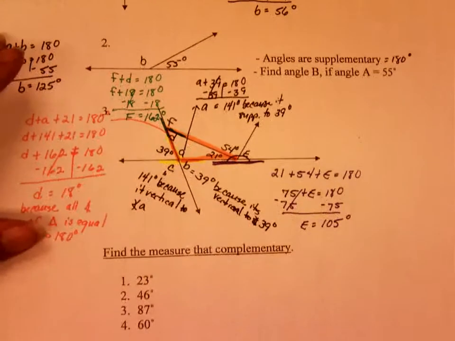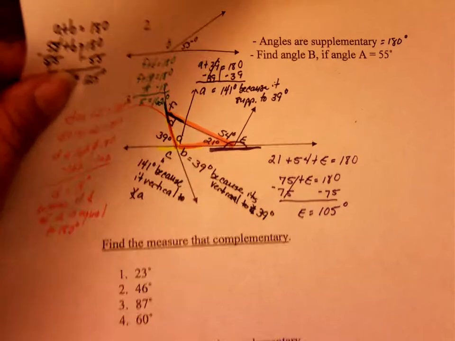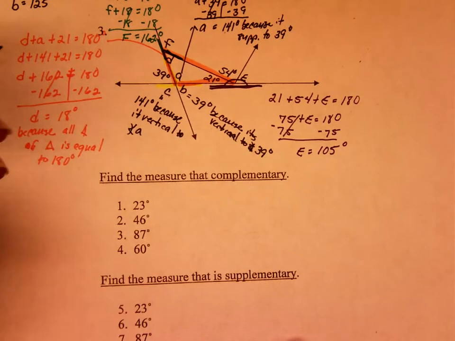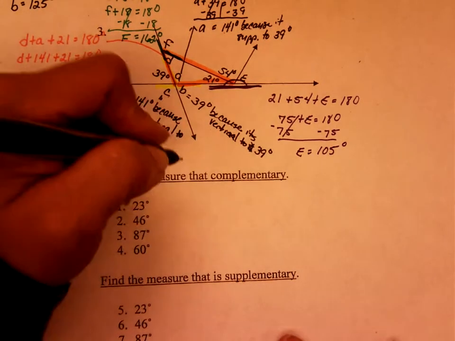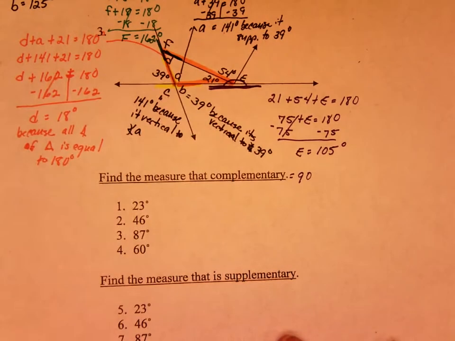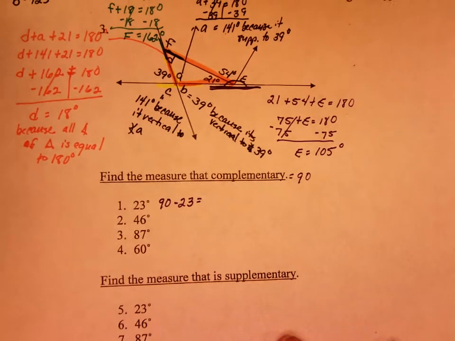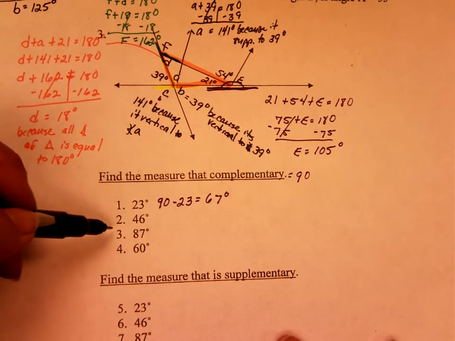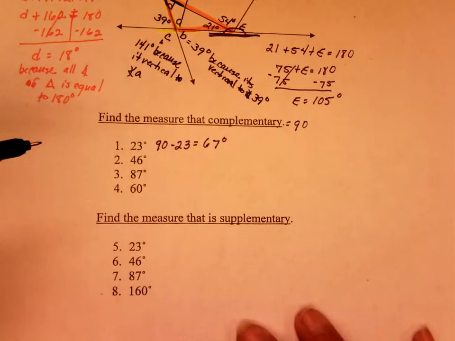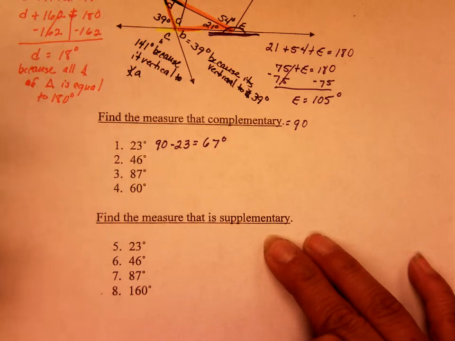Okay, the next part in your classwork and homework you'll find is the direction, find the measure that's complementary. So here, I would like you to do it algebraically, but for now, to do it quickly, you know that complementary is 90 degrees, so you're just going to take 90 minus 23, and that equals 67 degrees. Go ahead and figure out 1, 2, 3, and 4, and then you should know what supplementary angle is, and do 5, 6, 7, and 8. When you're ready, go ahead and push play.